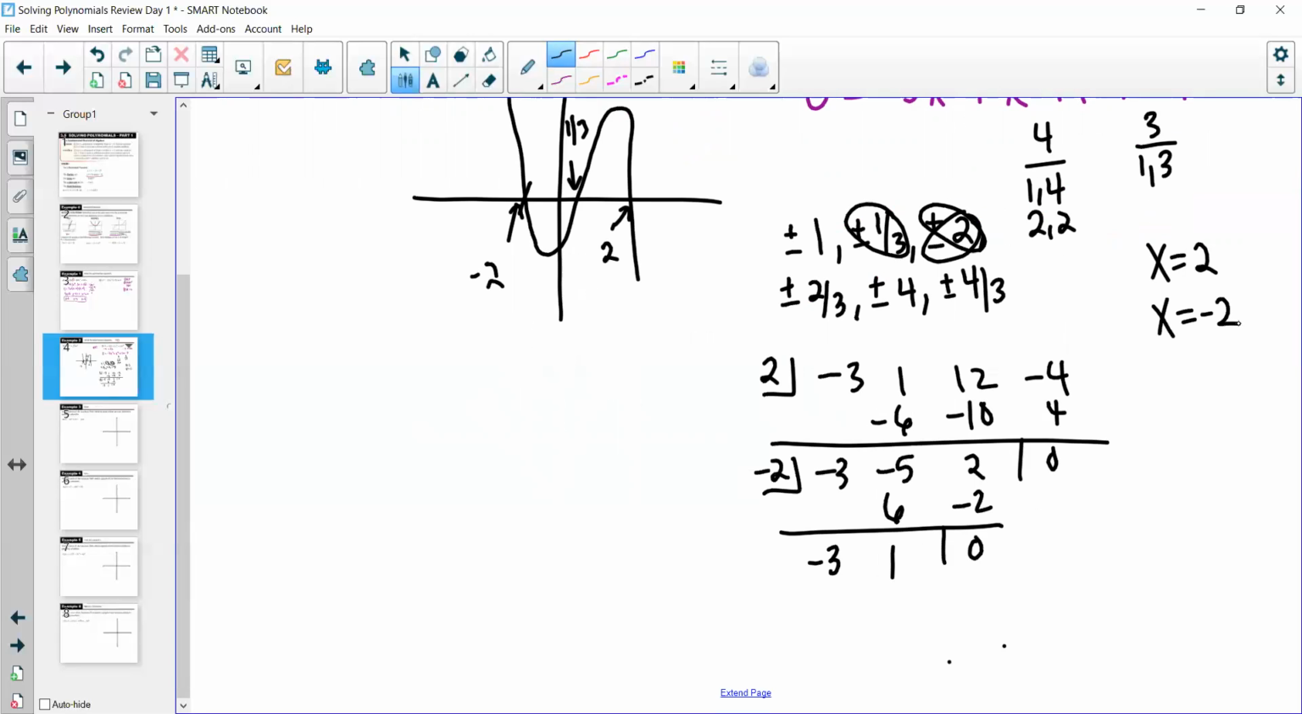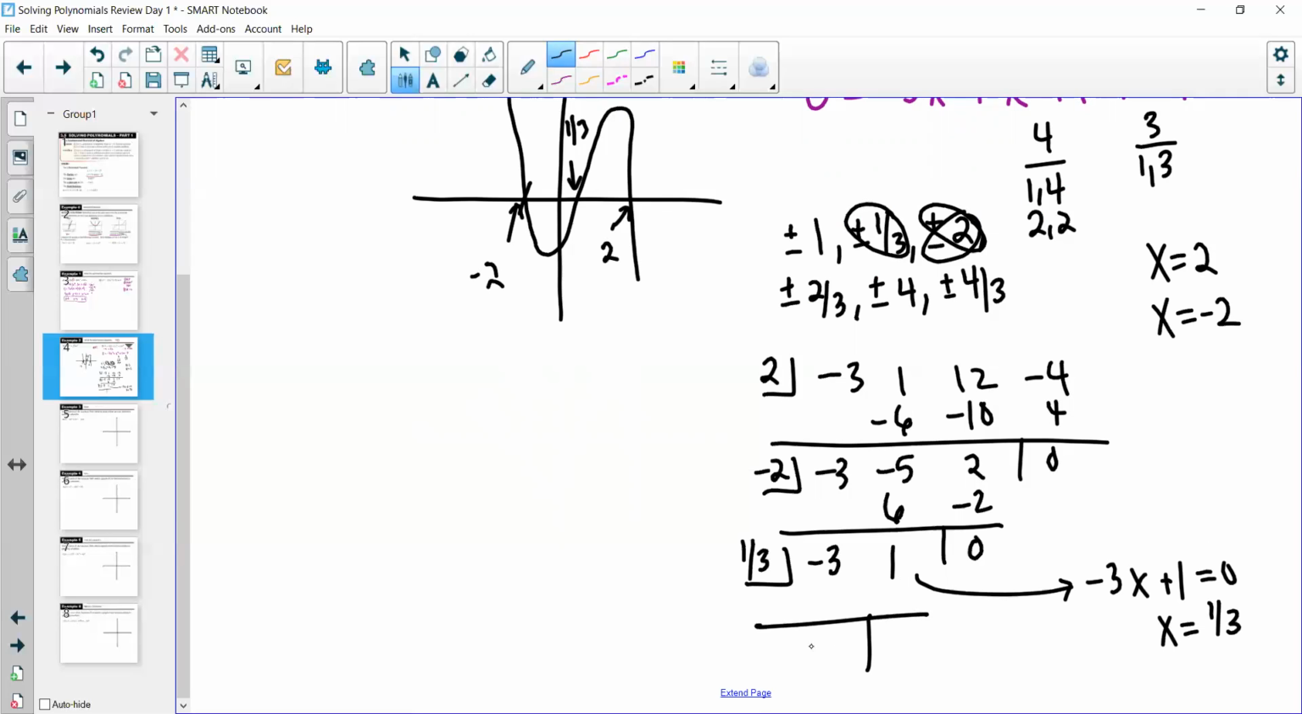Now at this point I have 2 options. I can either do synthetic division with +1/3 and see what happens, or I can notice that this is actually the same thing as -3x plus 1. So I can set that equal to 0 and solve for x, and in this case, I end up getting x equals 1/3. Now let's try it with our synthetic division and see if we get the same thing. So I bring down my -3, -1, 0. So our solutions here are 2, -2, and 1/3. So that's how we can find those solutions.